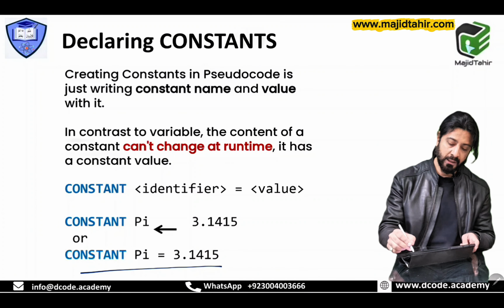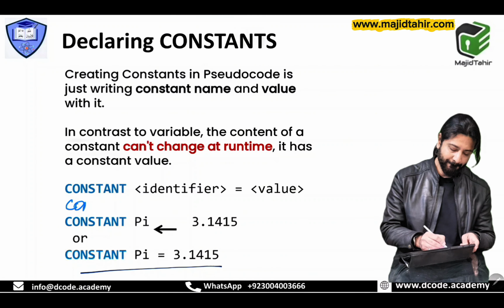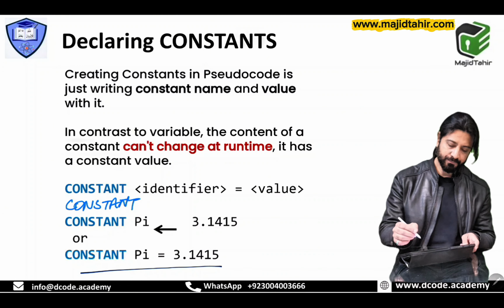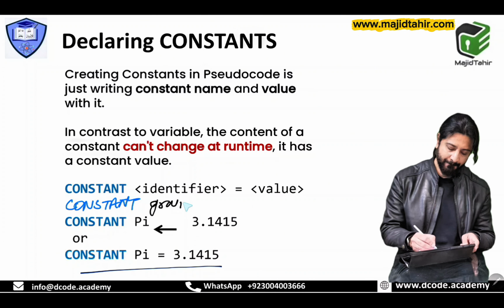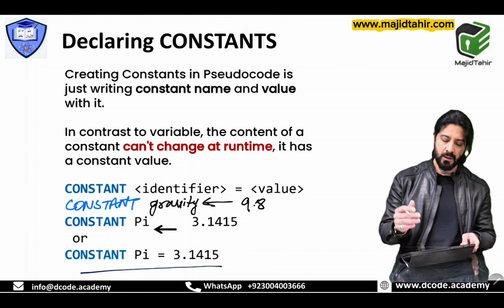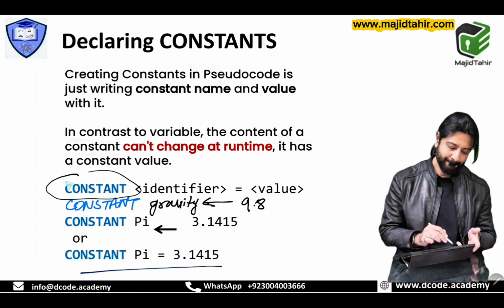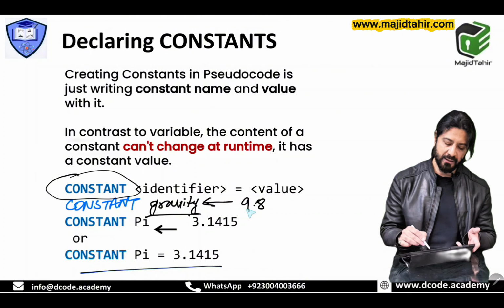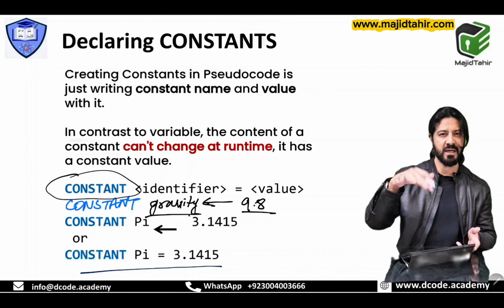Or let's suppose I'm creating a constant. So the keyword constant, then the name of the constant, for example, I'm making a constant of gravity, arrow, and then the value, which is going to be 9.8. So you write down the constant keyword, and then the name of the constant and the value of the constant. The programmer normally gives that in the program.